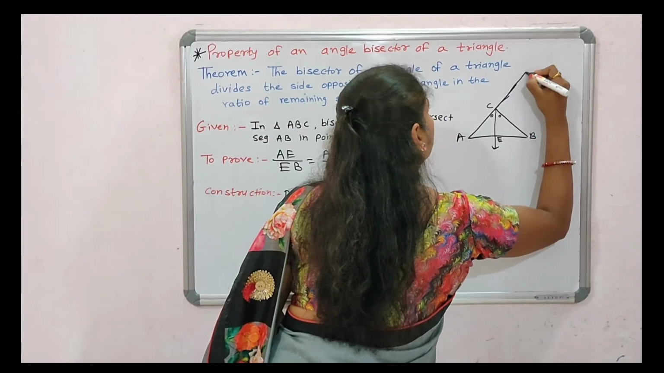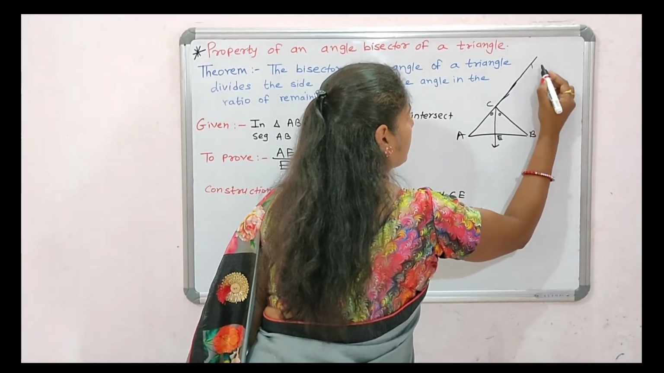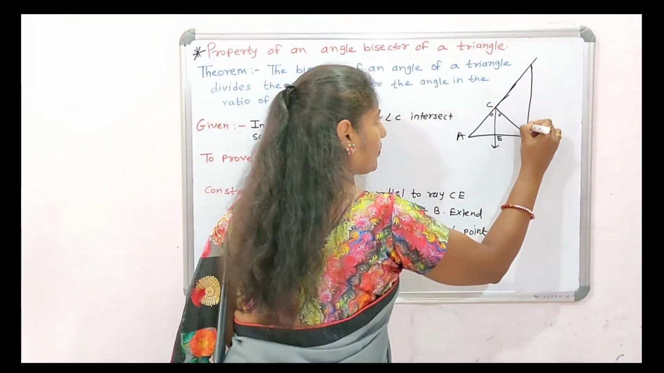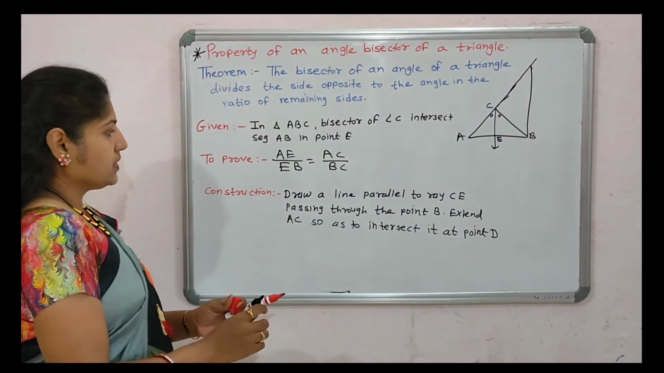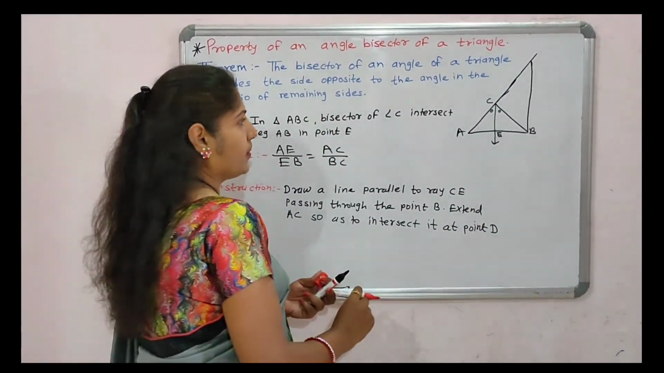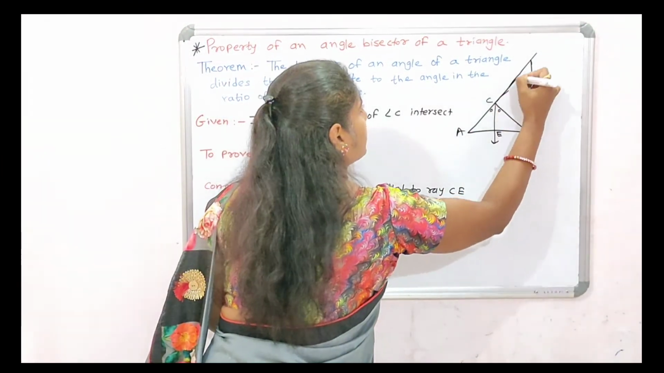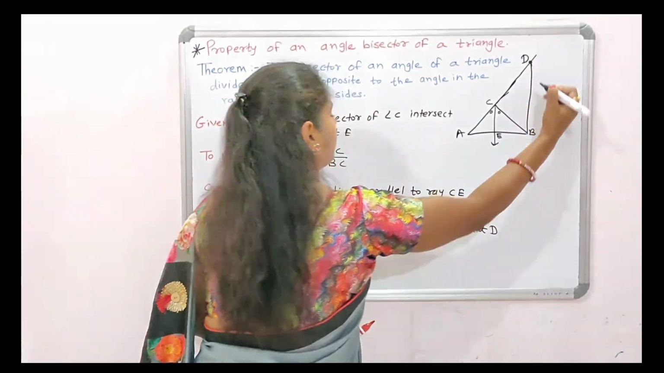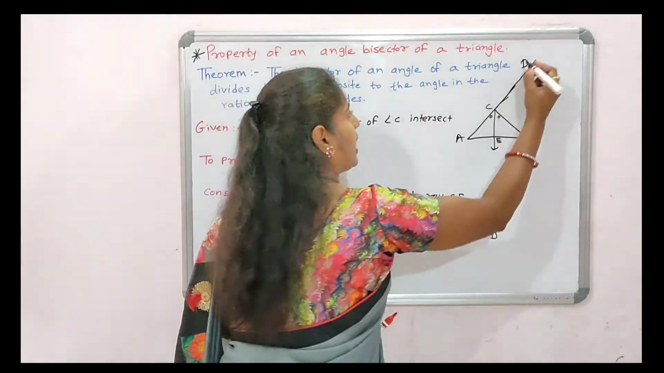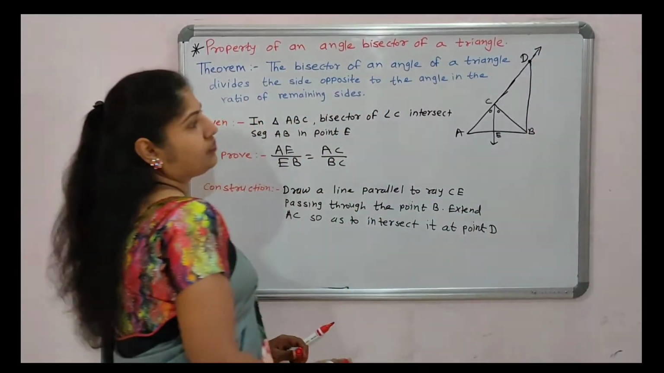We have to draw a parallel line to CE, passing through point B. Extend AC to intersect it at point D.